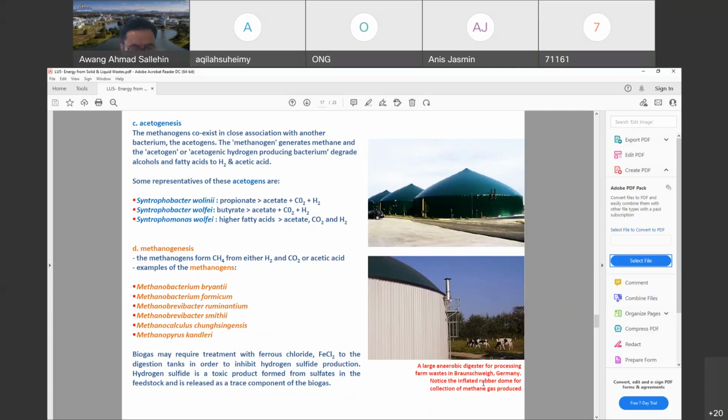Some of the acetogenic microbes are Syntrophobacter wolinii and Syntrophobacter fumaroxidans. These are the ones converting the alcohol or fatty acid into hydrogen, as well as acetic acid and also carbon dioxide. And then lastly, you have the methanogens that form methane from either hydrogen and carbon dioxide or acetic acid. So these are the list of methanogenic microbes, bacteria.